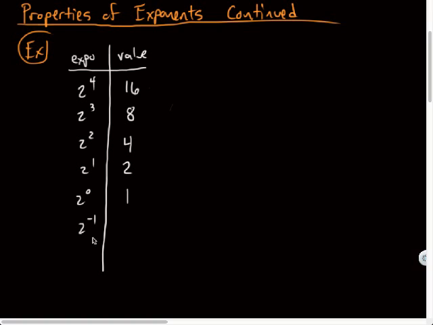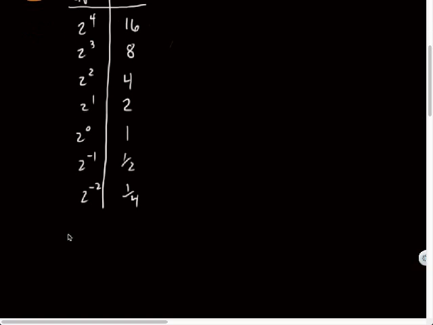And consider this. What if I extended that further? What's 2 to the negative first? What's half of 1? A half. What is 2 to the negative second? Half of a half is a quarter. I think it seems to work. And half of a quarter is an eighth.